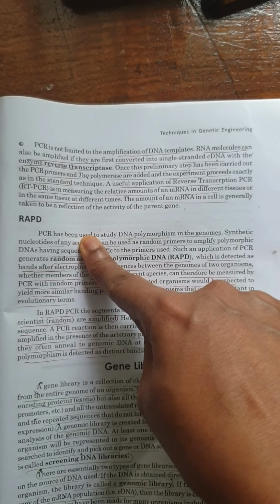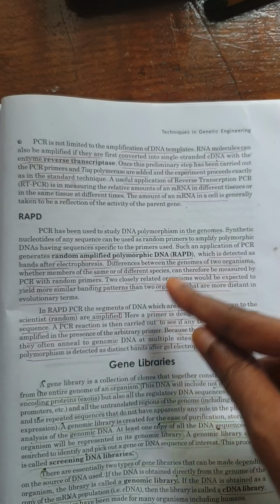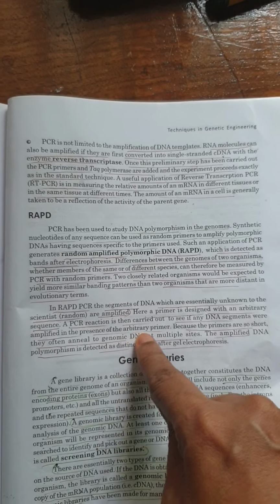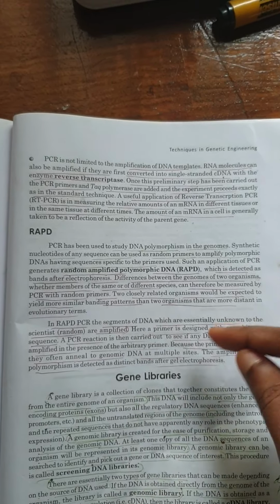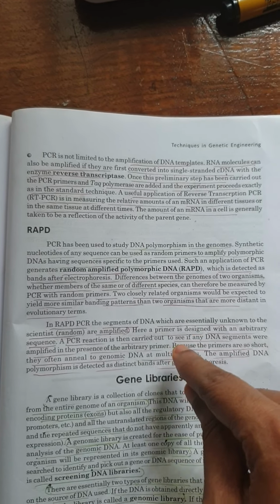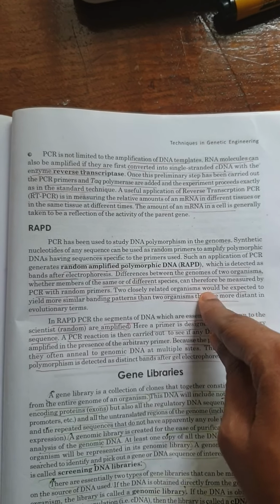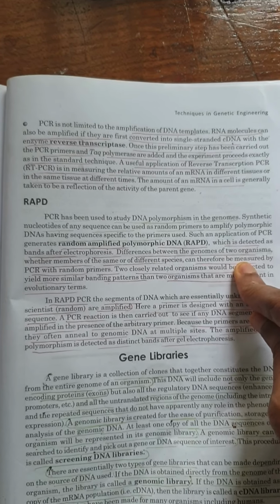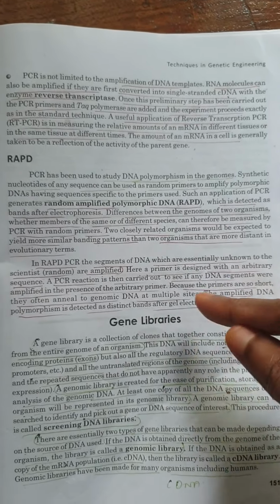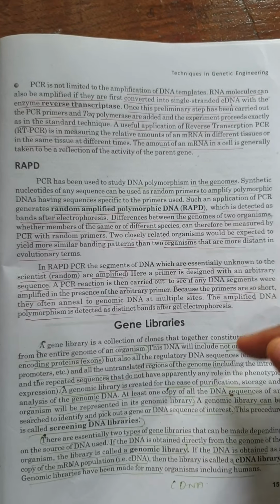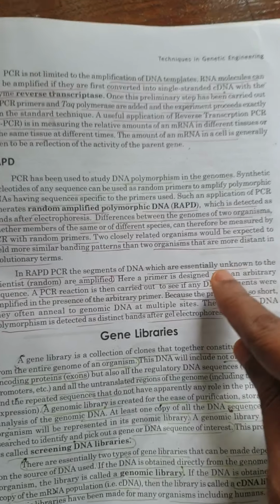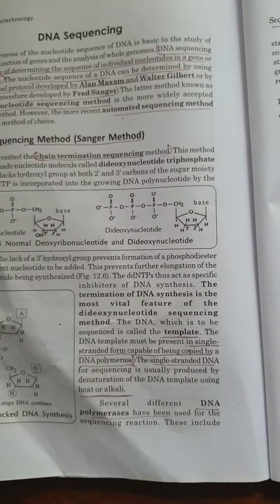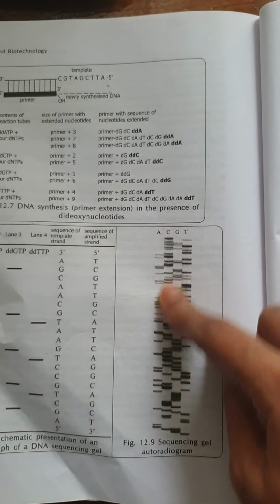So in this study we are using an arbitrary primer. Arbitrary means we are selecting without any reason. We are selecting a 10 nucleotide primer, and we are amplifying the DNA. So after PCR, we are doing what? Electrophoresis. Then we will get bands like this.